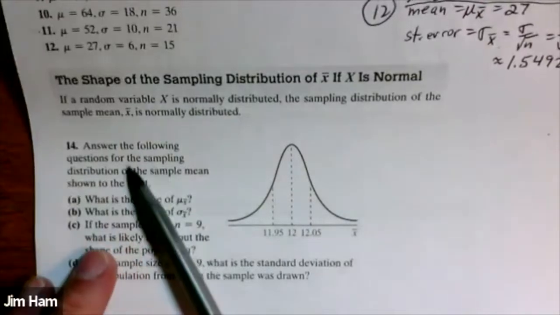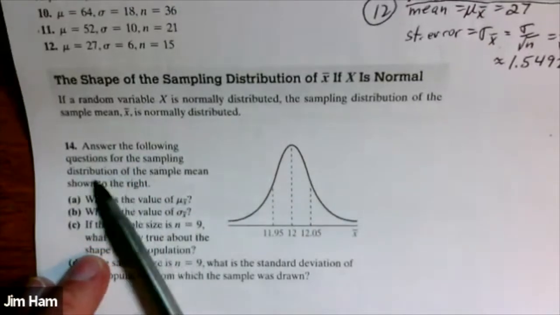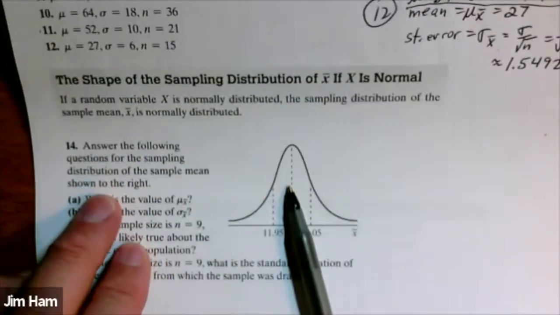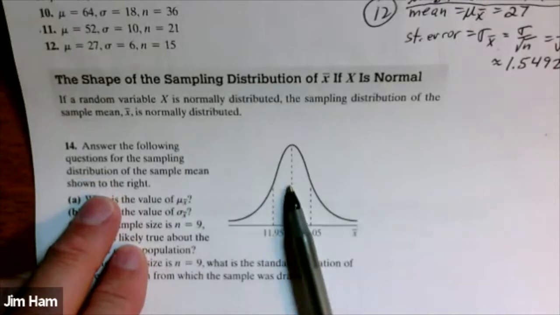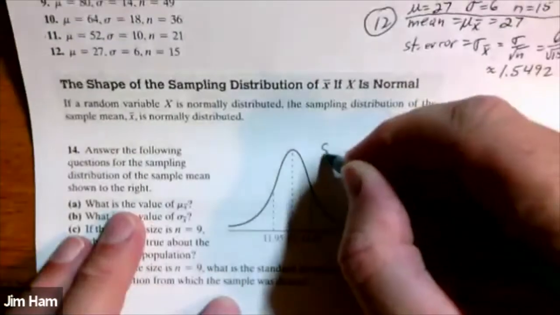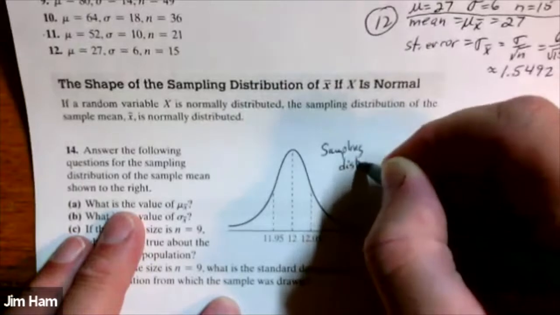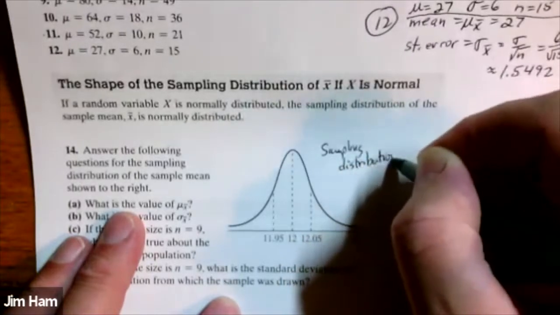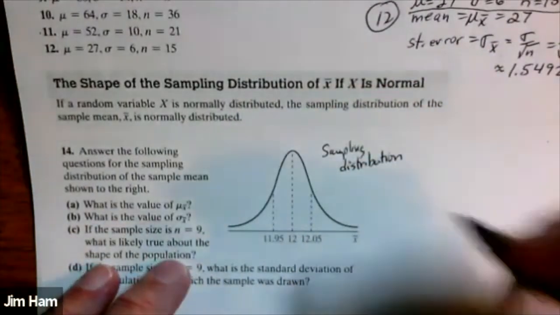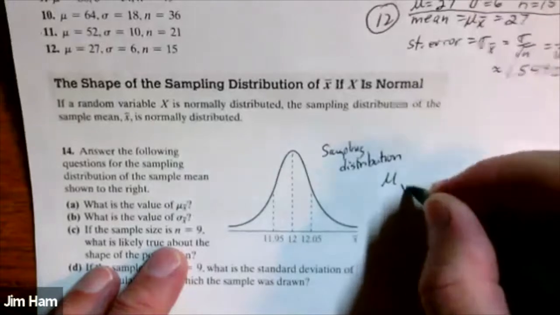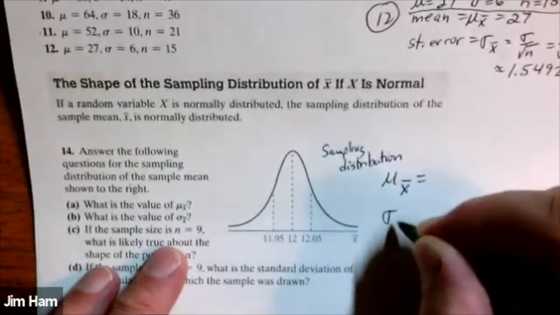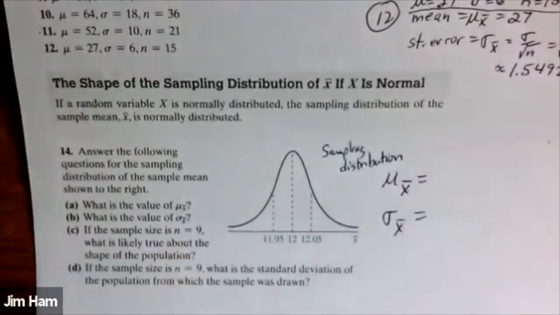All right, so this one says, answer the following questions for the sampling distribution. So they're telling you that this is a sampling distribution of a mean. So this is the sampling distribution. It's not the population distribution. So there's no need to do any calculations here, but you do have to interpret the graph.